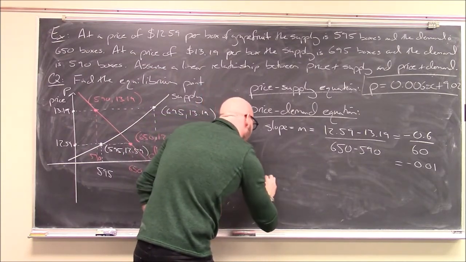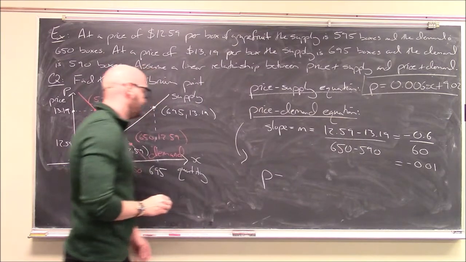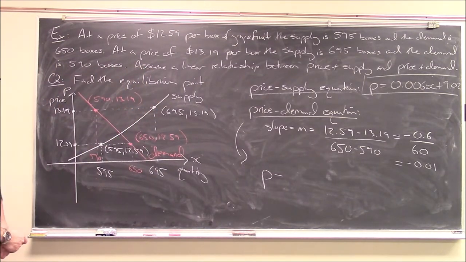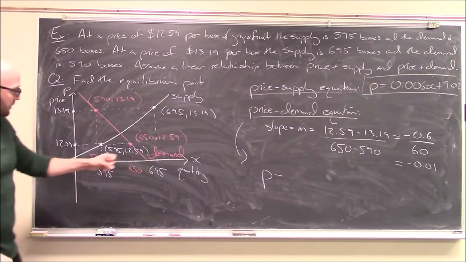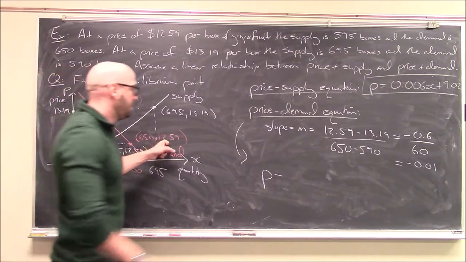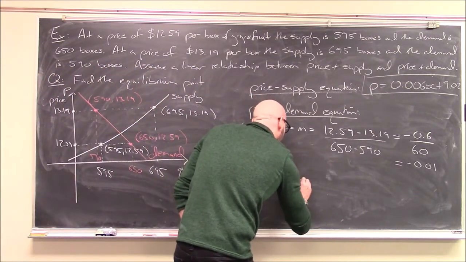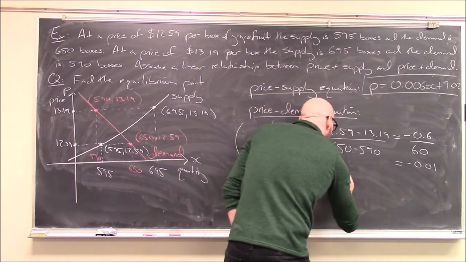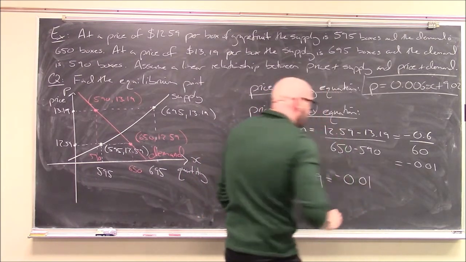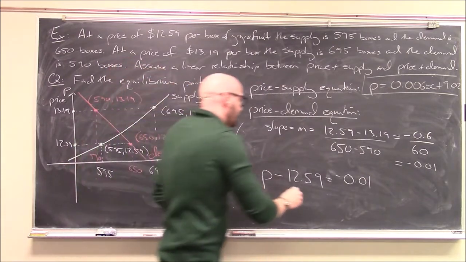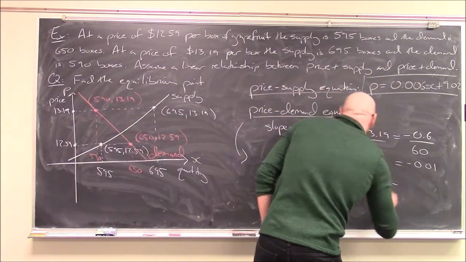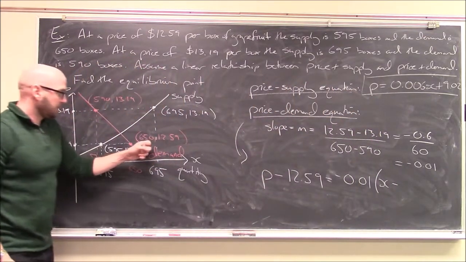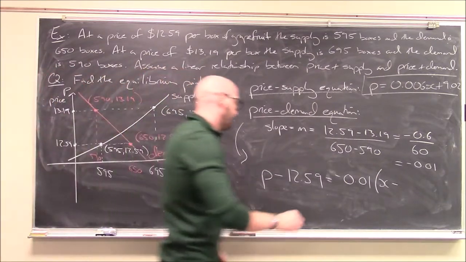We've got p minus any coordinate that you want. So we'll go with this y coordinate, 12.59 is equal to the slope, minus 0.01, times x minus the x coordinate from this point that we chose, 650.